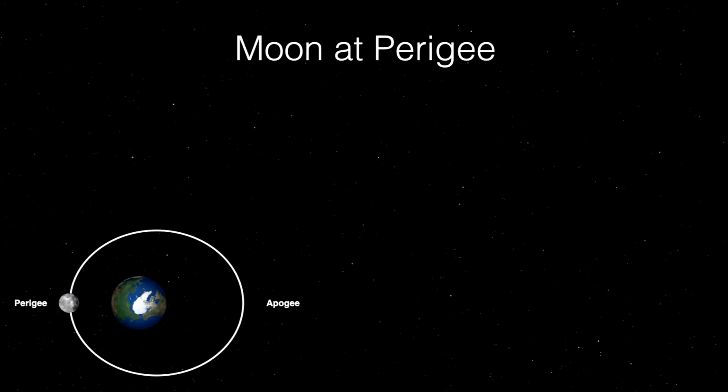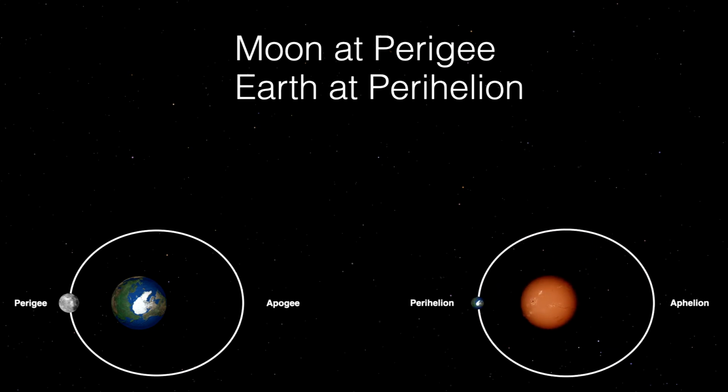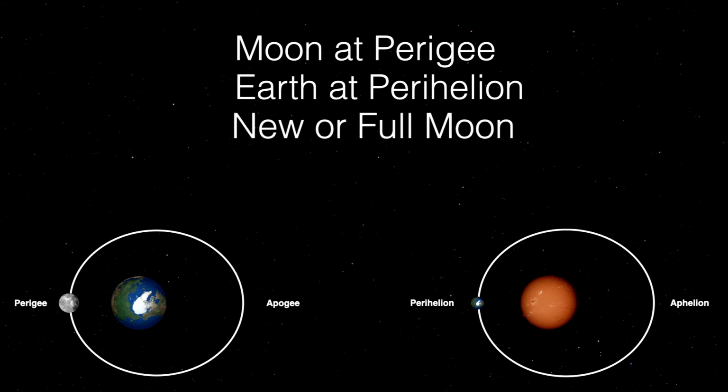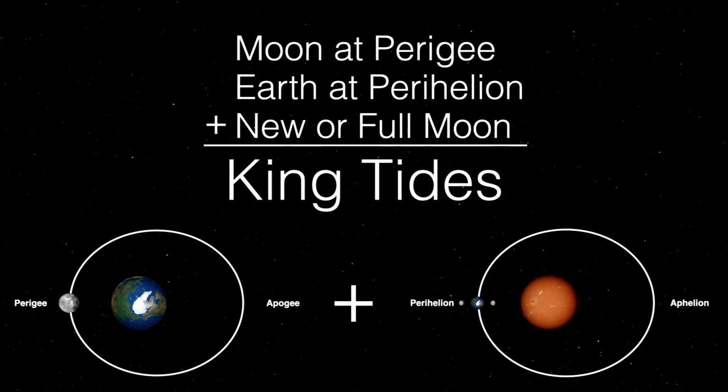Now, we combine all these effects. Enhanced lunar tides once a month when the moon is near perigee. Enhanced solar tides once a year in December or January when the Earth is near perihelion. And spring tides at new or full moon. Added up, we get a measurably higher tide once or twice a year we call king tides.